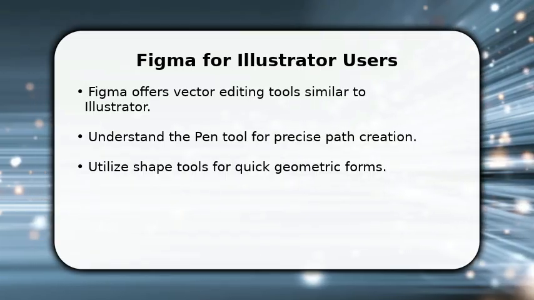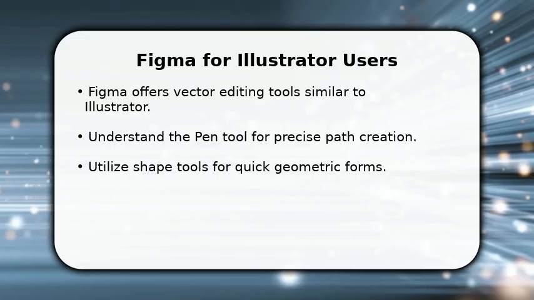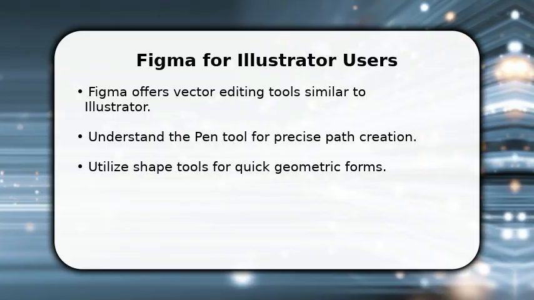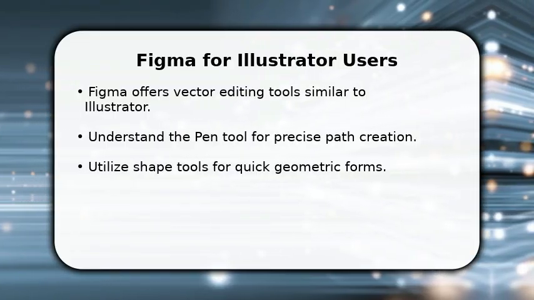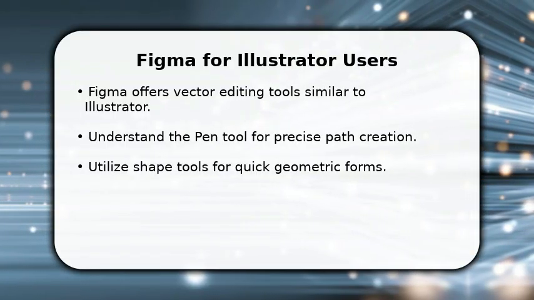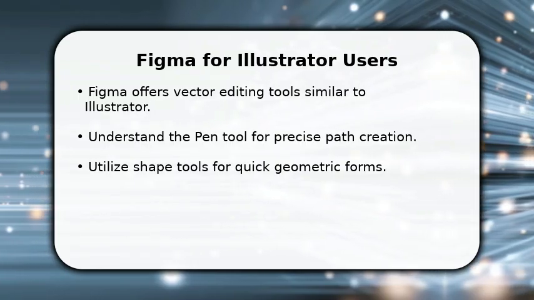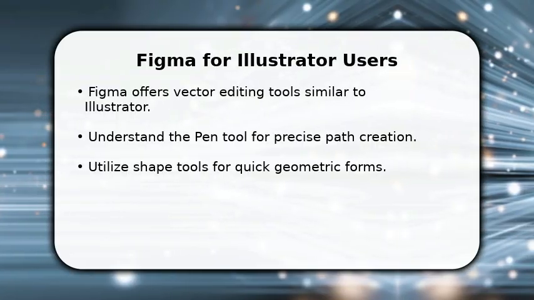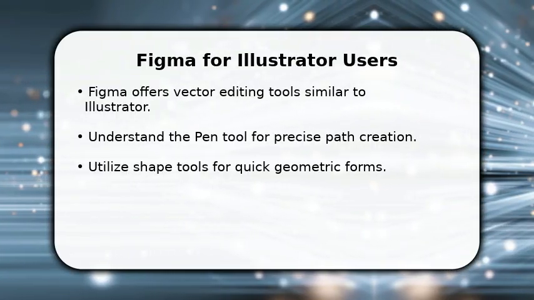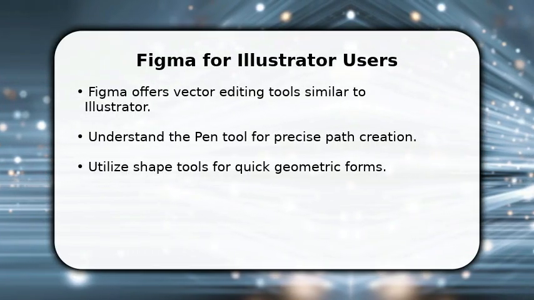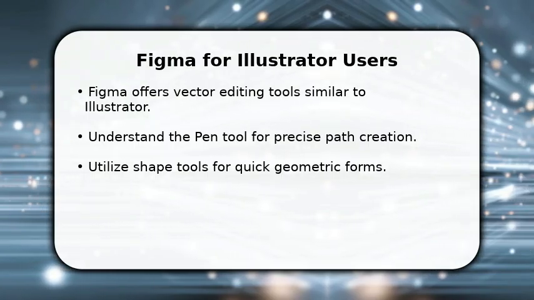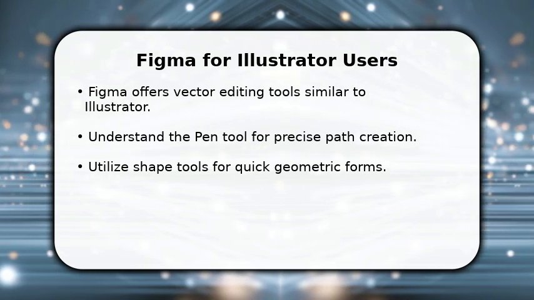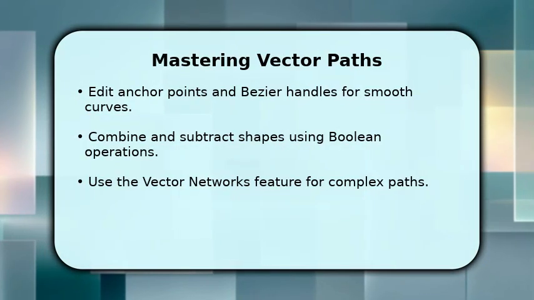In this video, I will explain how to use Figma like Illustrator. Figma provides a robust set of vector editing tools, making the transition smooth for Illustrator users. You will find familiar features like the pen tool for drawing precise paths and various shape tools for creating basic geometric forms quickly. Mastering keyboard shortcuts, such as pressing P for the pen tool or R for the rectangle tool, will significantly boost your design efficiency. We will explore these fundamental tools to get you moving beyond basic shapes.